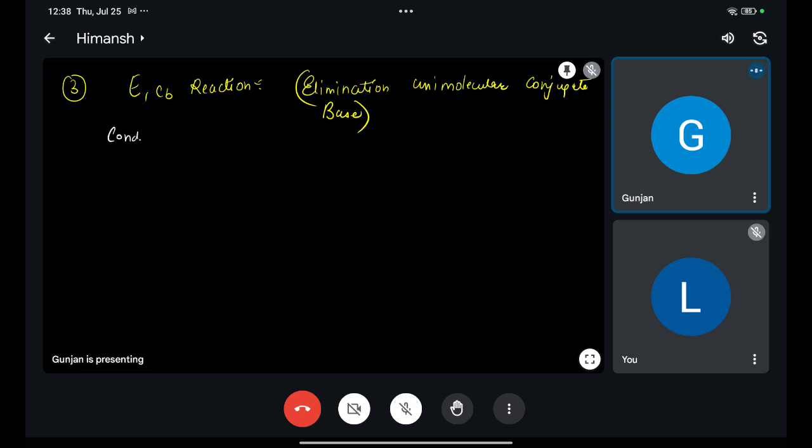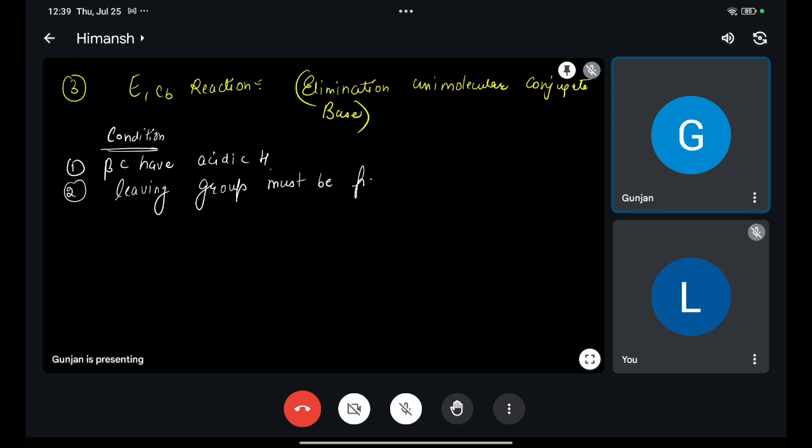So first of all, conditions when it can do E1cB reaction. The first condition is that the beta carbon has acidic hydrogen. The second condition is that the leaving group must be poor, like fluorine, OH, SR2, and positive groups. Got it? These are poor leaving groups.